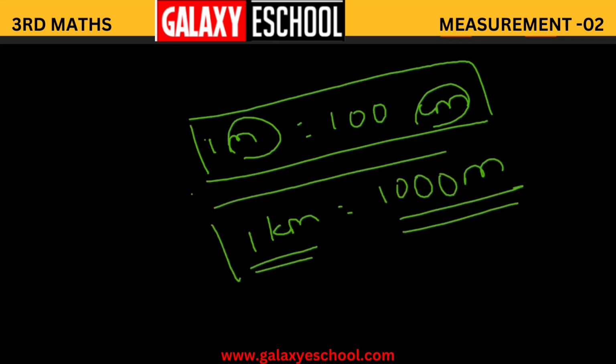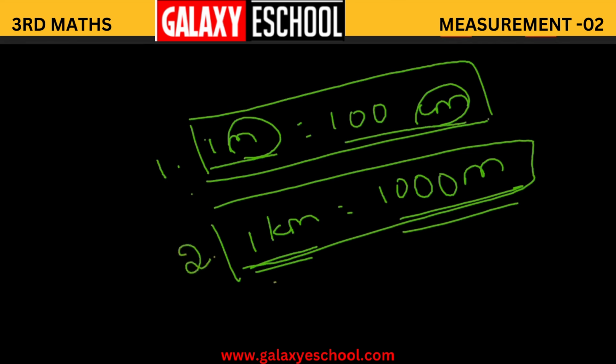Understood? You have to remember these 2 points. What is the first point? The first point is that 1 meter is equal to 100 centimeters, and the second point is that 1 kilometer is equal to 1000 meters.